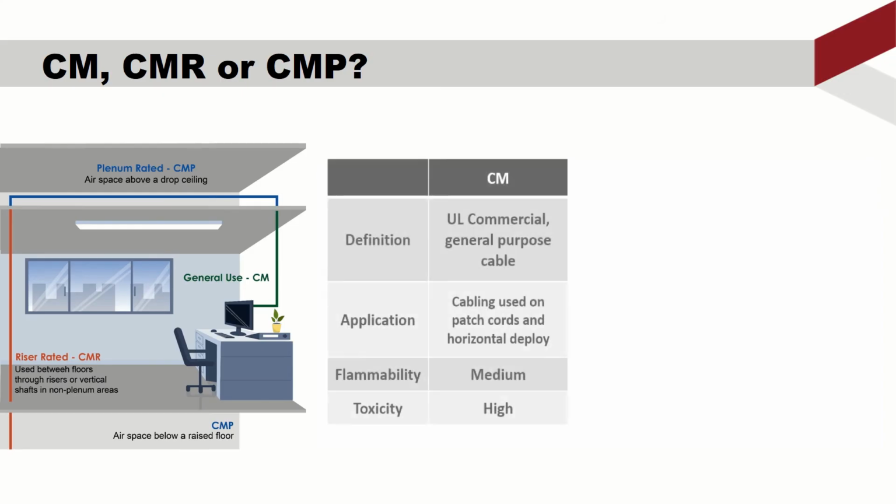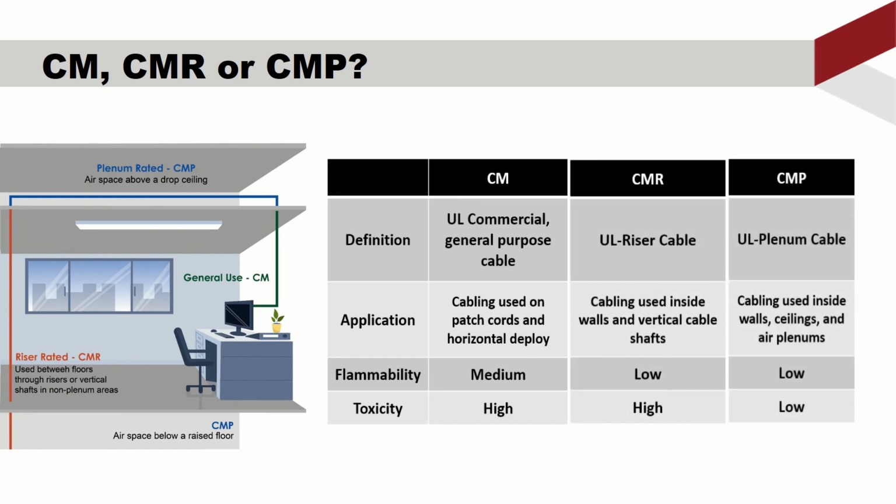So in this chart, we'll summarize the main features of CM, CMR, and CMP. The chart is the comparison of three different fire-rated cables, and the CMP-rated cable provides a safer environment in a cabling system. As in the chart, you can see the application for CM we usually use on patch cords and horizontal deployment. CMR we use inside walls and vertical cable shafts. CMP we use for cabling inside walls, ceilings, and air plenums. For flammability, CMR and CMP perform better than CM. And for toxicity, CMP has the best performance. Local fire regulations, insurance requirements, and even customer requirements will be the deciding factors to determine which kind of rated cable must be used.